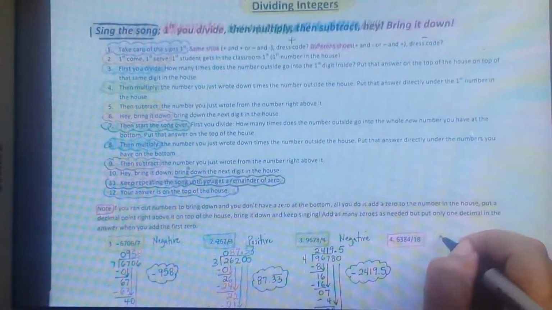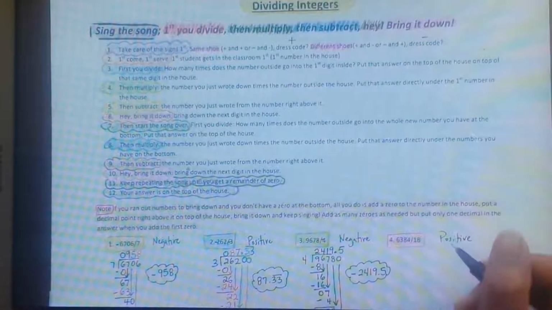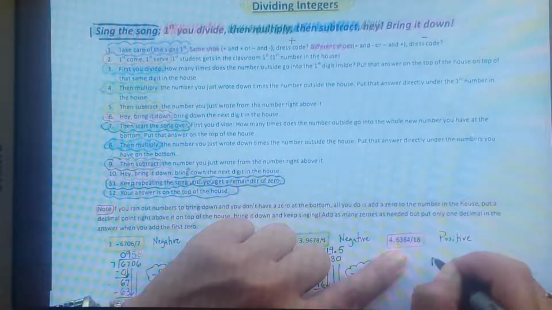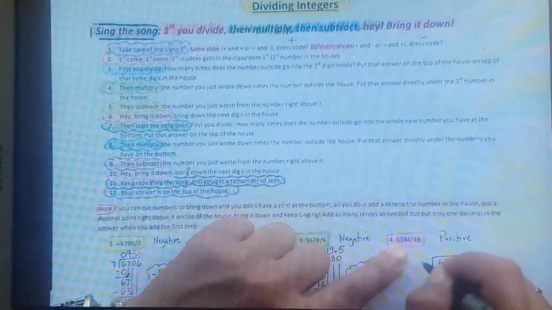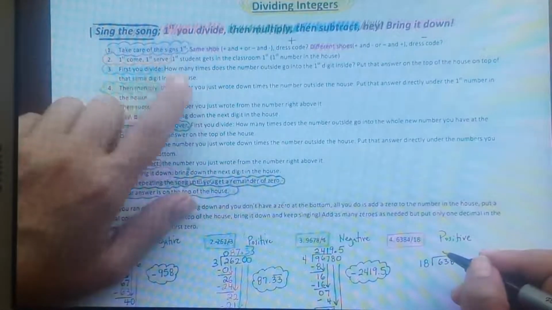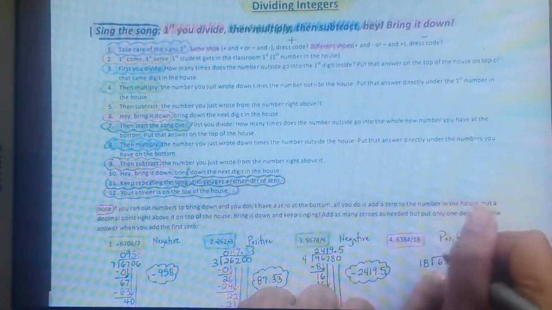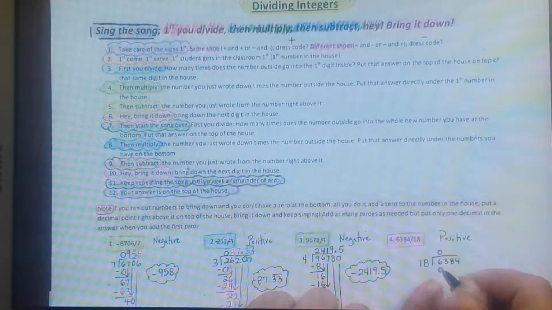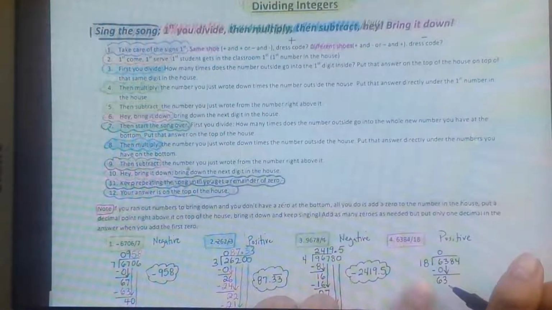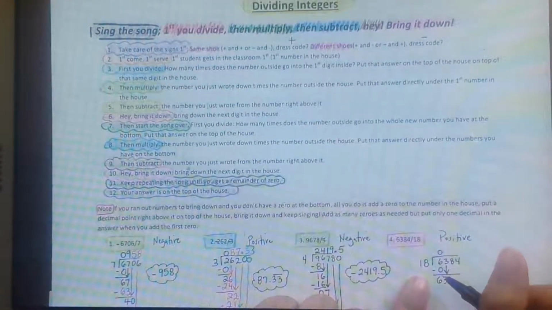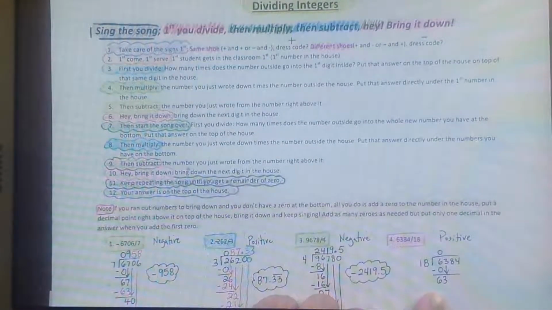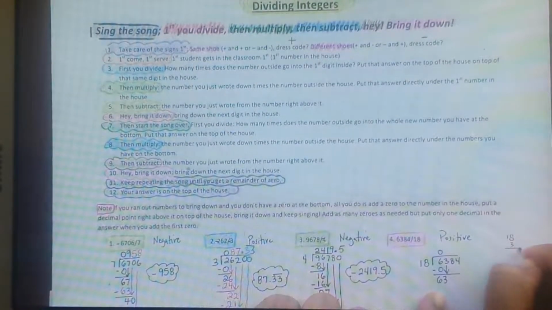All right, last example. Again, positive with positive. Same shoe, good reaction. So positive. First come, first serve. 6, 3, 8, 4 in the house, 18 outside. First you divide 18 into 6, 0 times. Then multiply, 0. Then subtract, 6. Hey, bring it down, 63. 18 into 63. I think it's going to be 3 times, so I'm just going to check it on this side. So I'm going to do 18 times 3.